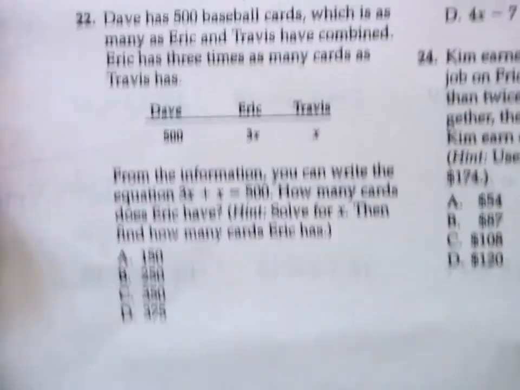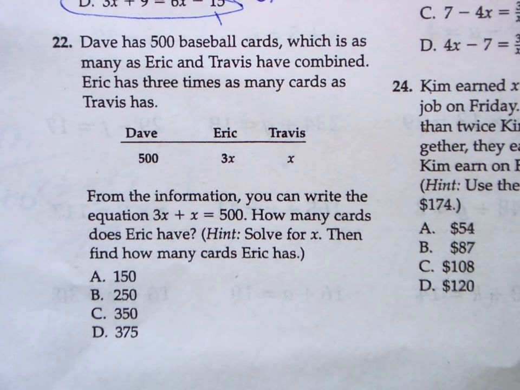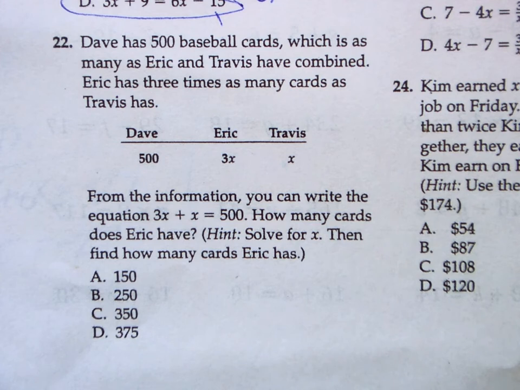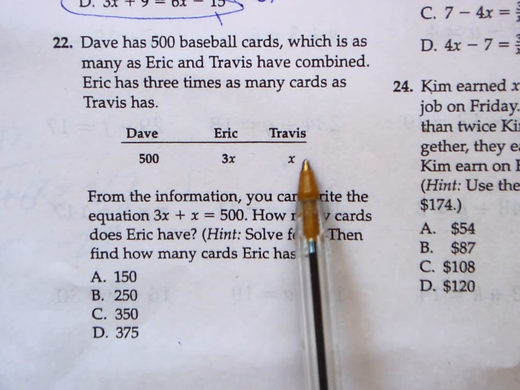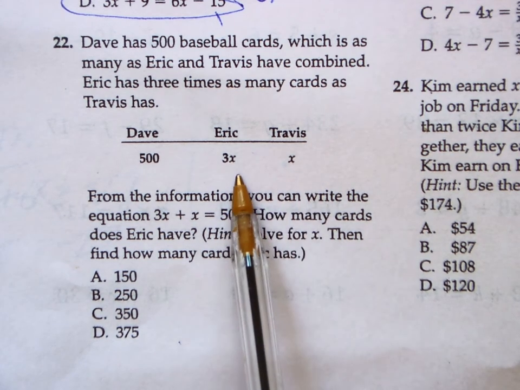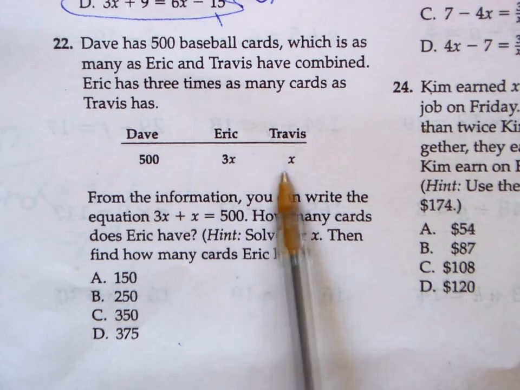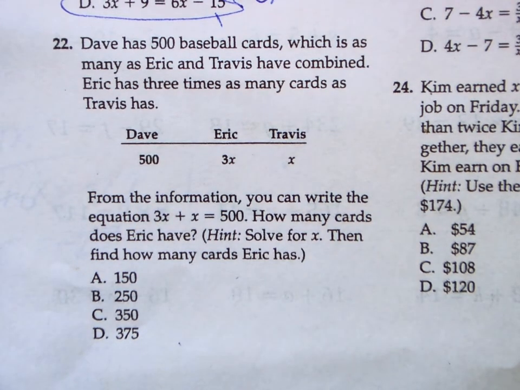22. You can pause it. That way I don't have to sit here waiting. And then I'm going to read. Here I go. Dave has 500 baseball cards, which is as many as Eric and Travis have combined. So Dave's is equal to Eric plus Travis, right? Eric has 3 times as many cards as Travis. They even gave you the representation. Travis is x, Eric is 3x, and we know that together they make 500. From the information, you can write the equation. They even told you the equation.